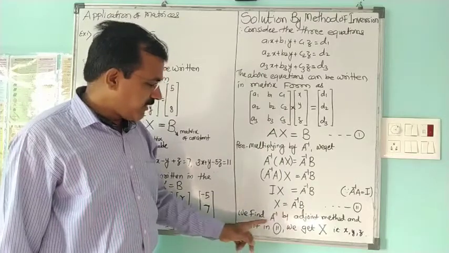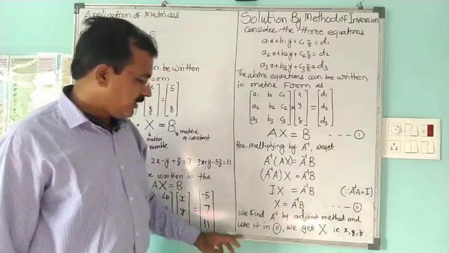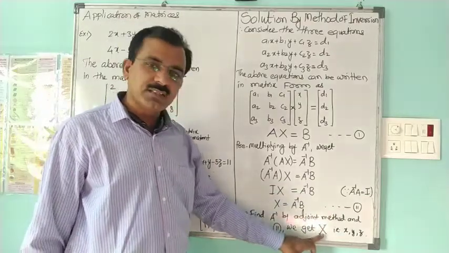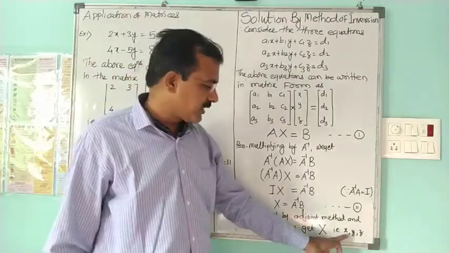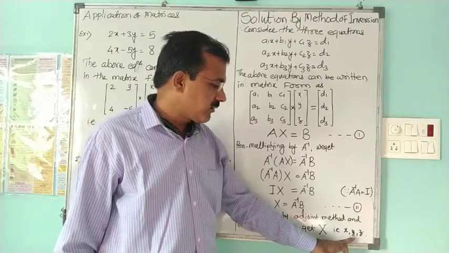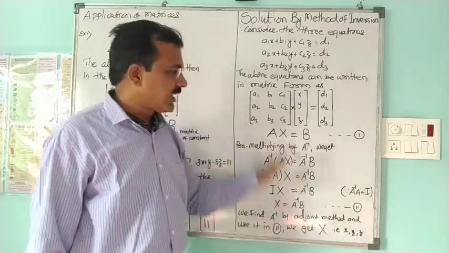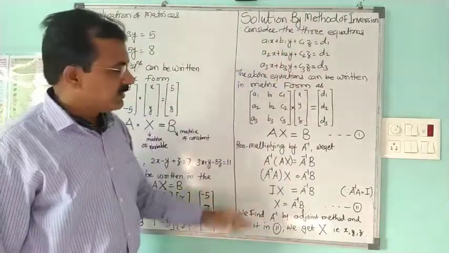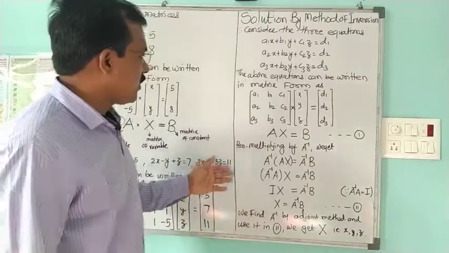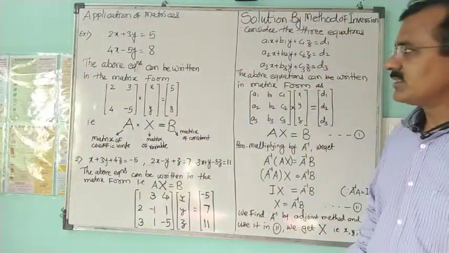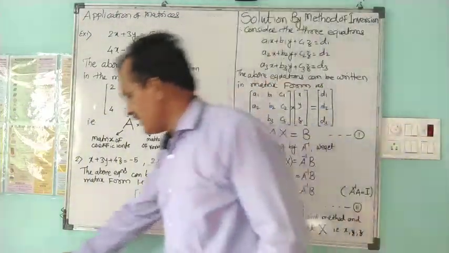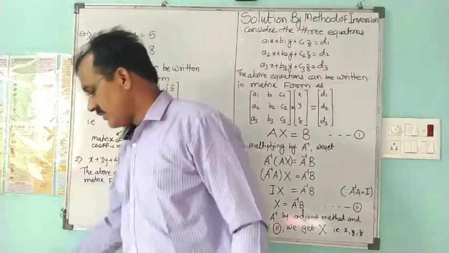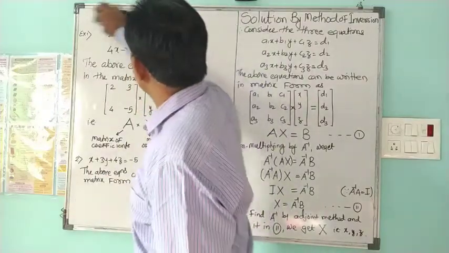So we find A inverse by adjoint method and use it in the second equation to get the value of capital X, and by equating we can get the value of small x, y and z variables. So this is the actual roadmap to use the method of inversion. Now an actual example can be solved by using the method of inversion. So we will consider once again the same example which we have discussed here. So the example will be like this.